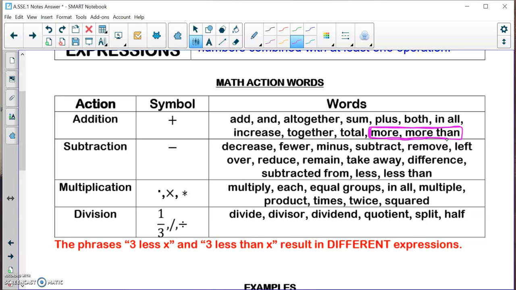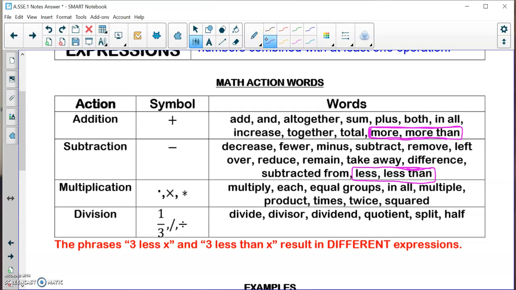If you haven't seen some of them before, make sure that you know what they are and that they mean addition. Moving on, subtraction. Here are all the words that mean subtraction, and there again might be way more than this. The words less than and less mean different things, and we'll talk about that, similar to more and more than meaning different things.